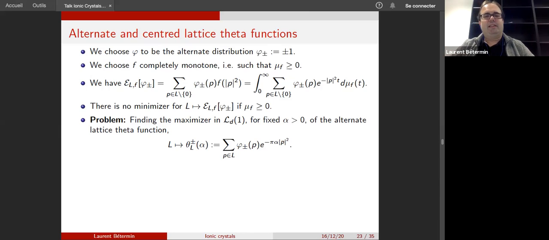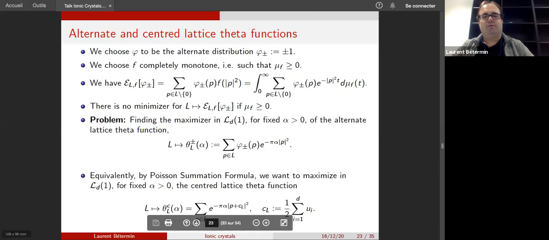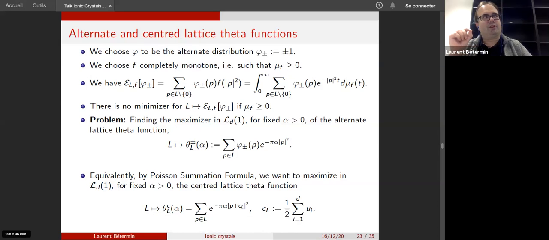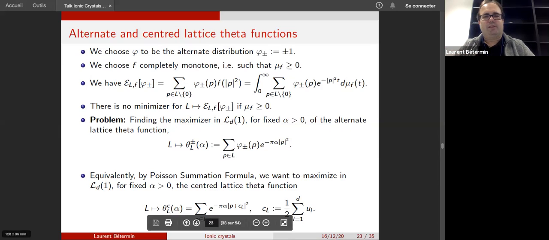Equivalently, by Poisson summation formula, you want to maximize among lattices of fixed density 1 this centered lattice theta function, meaning that you have shifted everything by the center. If you take the center and this complex exponential function I showed you before, the charge will be minus 1, 1, minus 1, 1, minus 1. So that's equivalent here. That means there is no minimizer, but the energy will go to 0. Anyway.